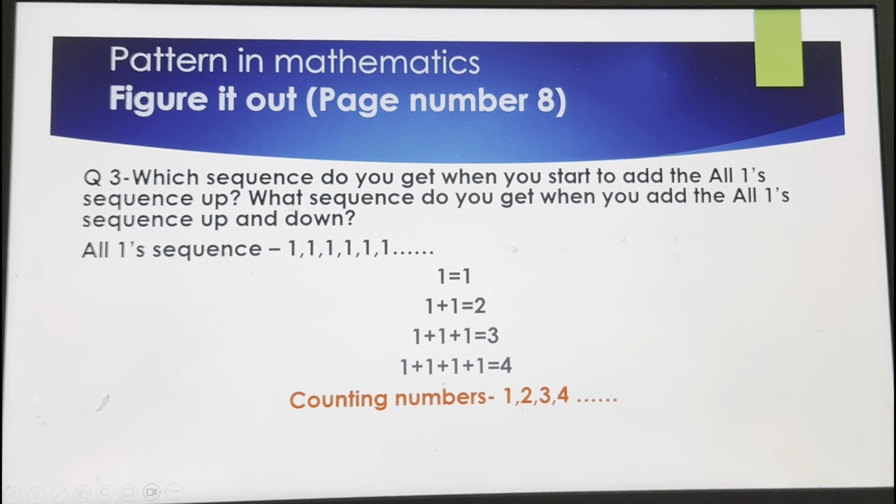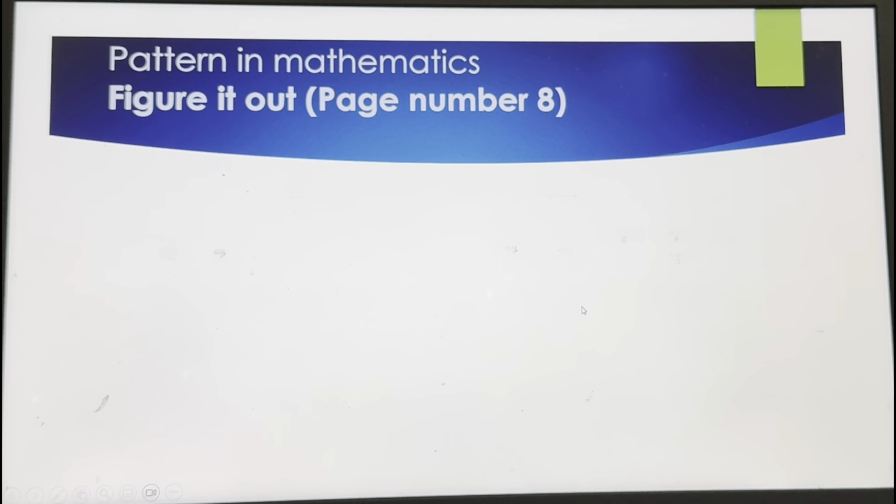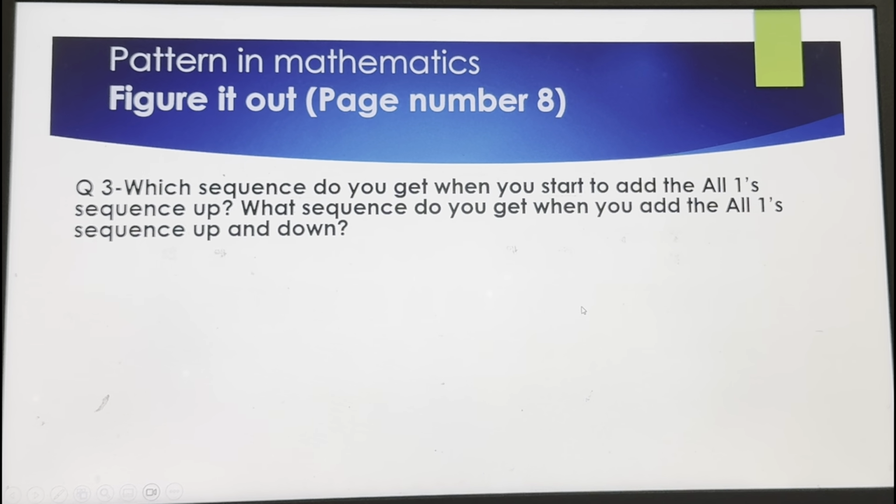Now the second part of the question is, what sequence do you get when you add all one sequence up and down? So let us see what we get when we add the all one sequence up and down. So first was 1 is 1, clear? Then how are you adding?